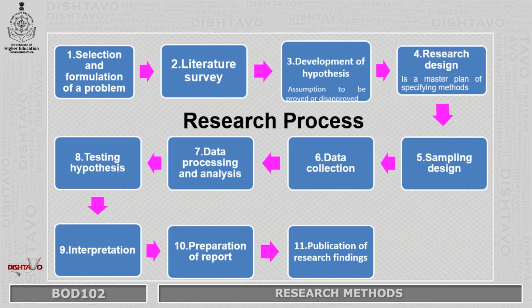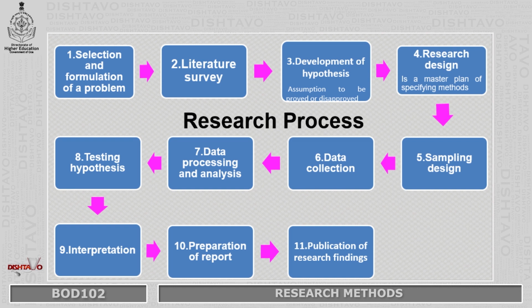Let us see the research process. The entire research process involves 11 different steps. Let's see the first step. When you think of doing research, you have to select and formulate a problem, in which area you would like to work. Suppose if you decide to work in the field of ecology and environment, first thing you have to do is collect the literature. This is called surveying of literature. As I explained to you, literature refers to the written work. So you have to collect the literature.